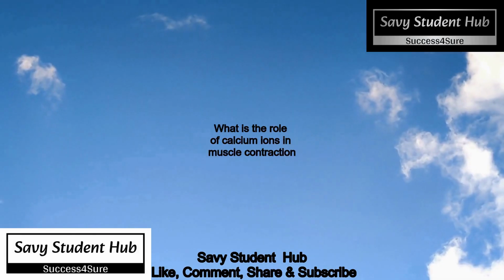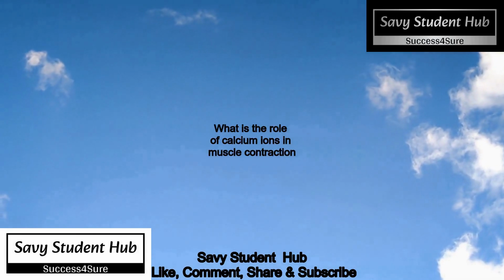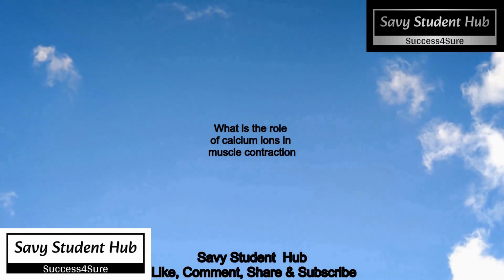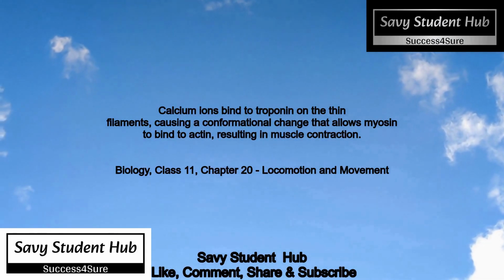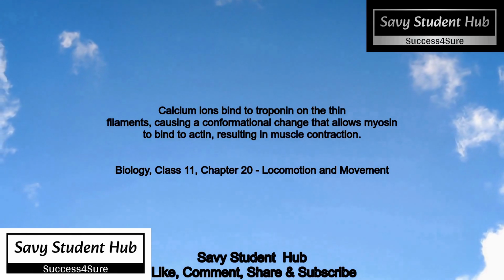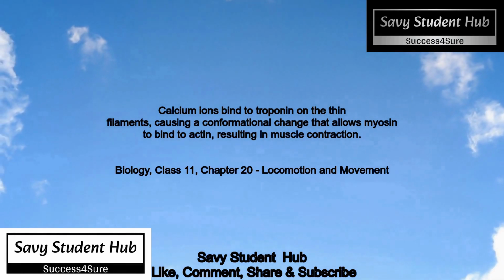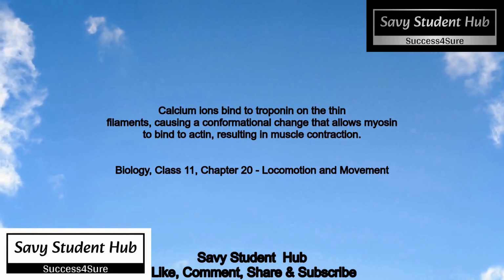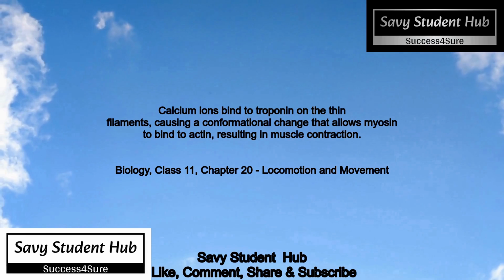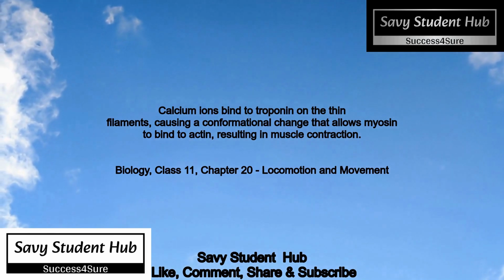What is the role of calcium ions in muscle contraction? Calcium ions bind to troponin on the thin filaments, causing a conformational change that allows myosin to bind to actin, resulting in muscle contraction.